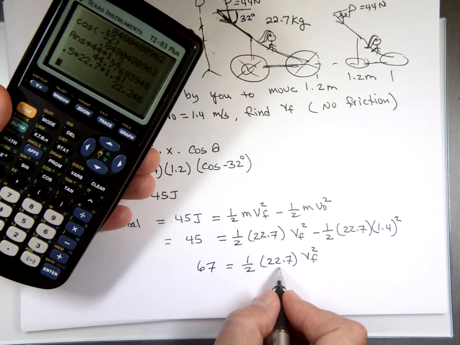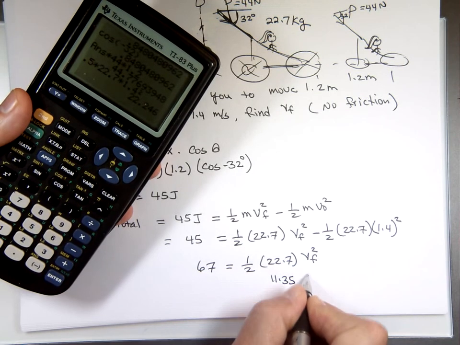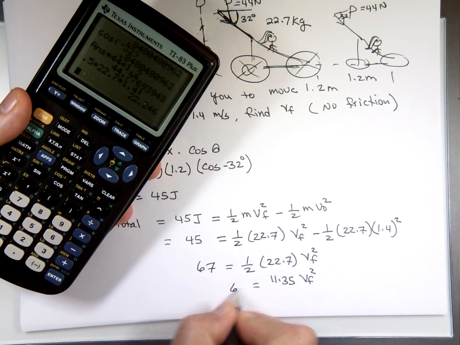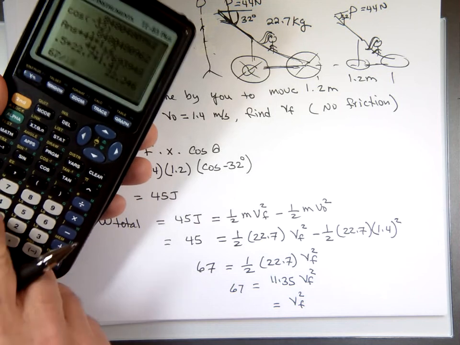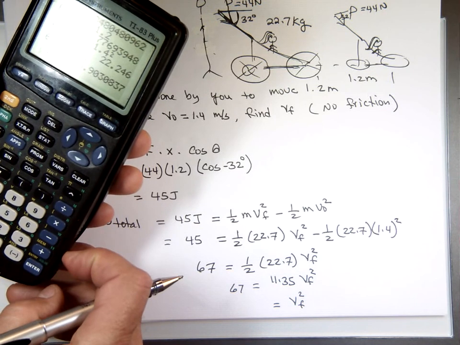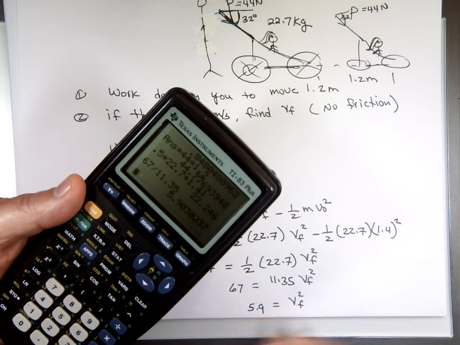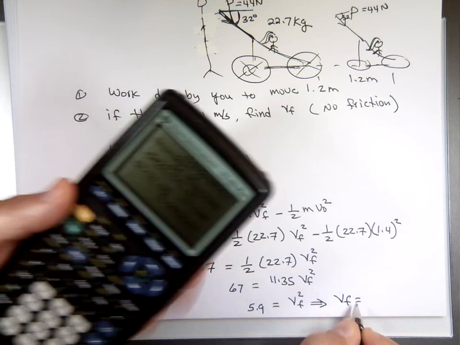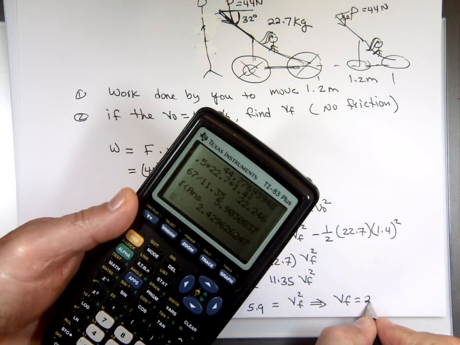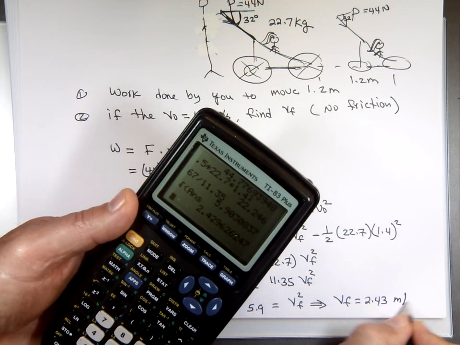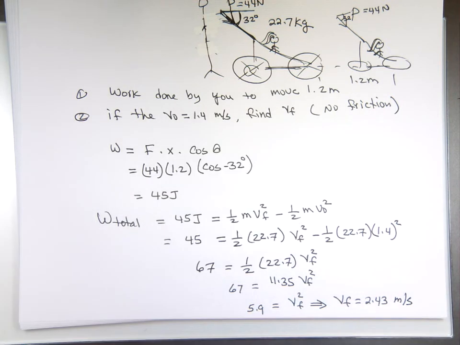11.35 here. 67 divided by 11.35 is 5.9. And what's V final? The square root of that number. 2.43. And that's really what kinetic energy is, 1/2 mv squared.